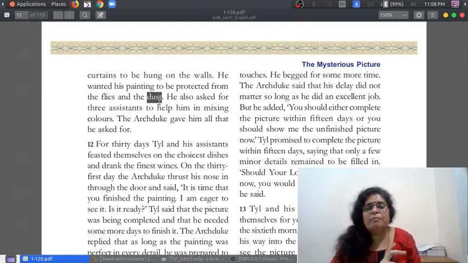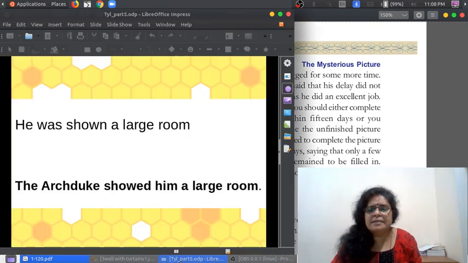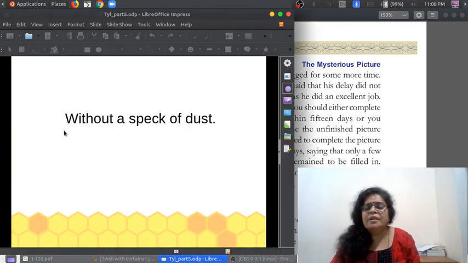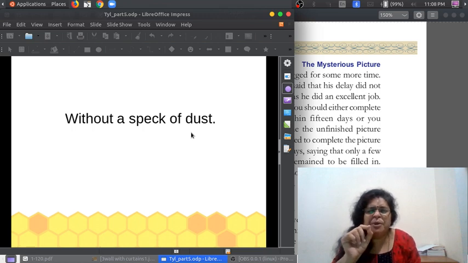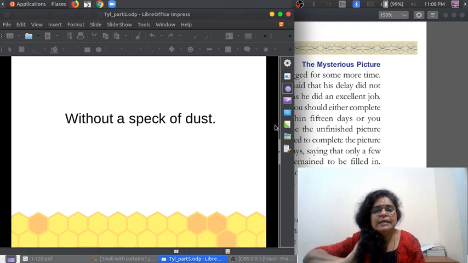Dust means podi. And have you heard this sentence? Listen here. Without a speck of dust. What do you mean by without a speck of dust? Oru thari podi polum illade. Neat. Very neat. Very clean. That is, without a speck of dust. Okay.